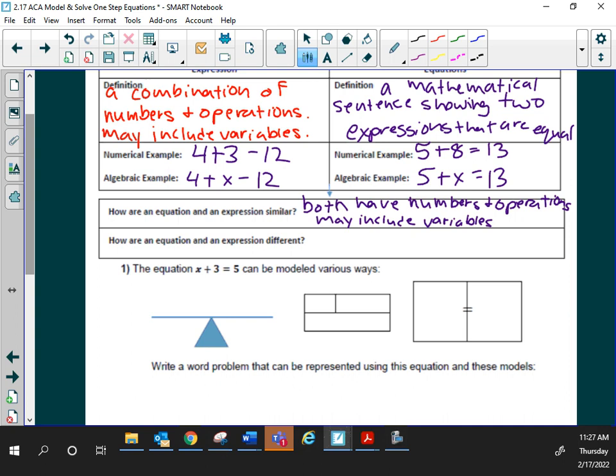Whereas their difference is, what's the difference? One has an answer, one doesn't. Okay? Equations have answers, you could also say, equal signs.